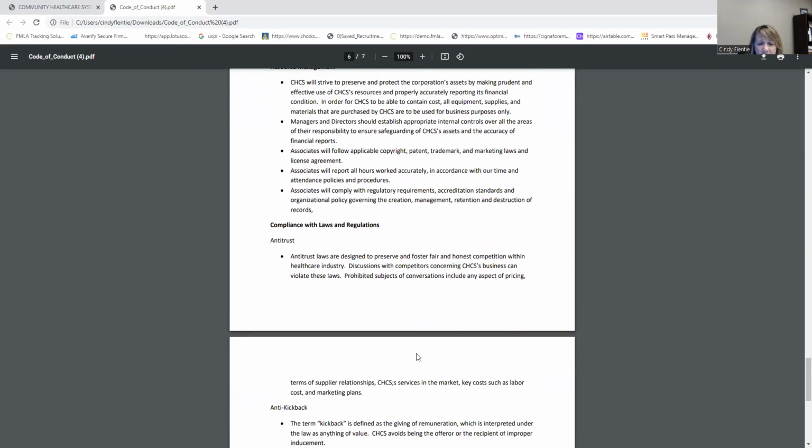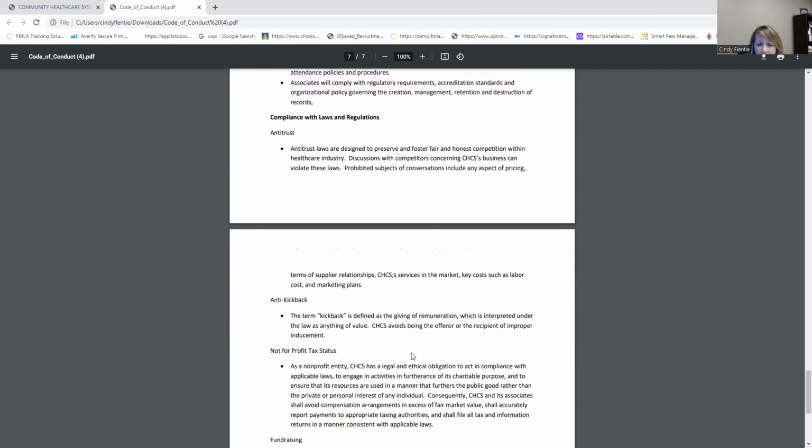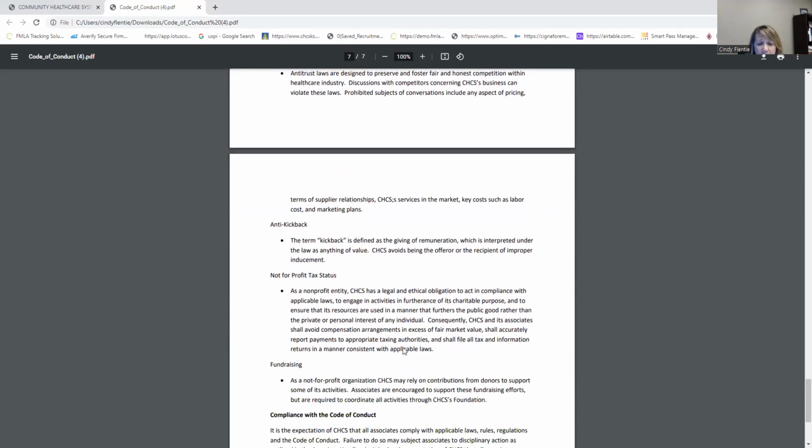Under corporate compliance, we talk about antitrust laws, and we don't want to discuss anything that has a particular interest to CHCS with our competitors, such as labor costs and marketing plans. And then the anti-kickback laws: we cannot offer anything that could look like an inducement to others to get services. And just as a reminder, we are a nonprofit organization.